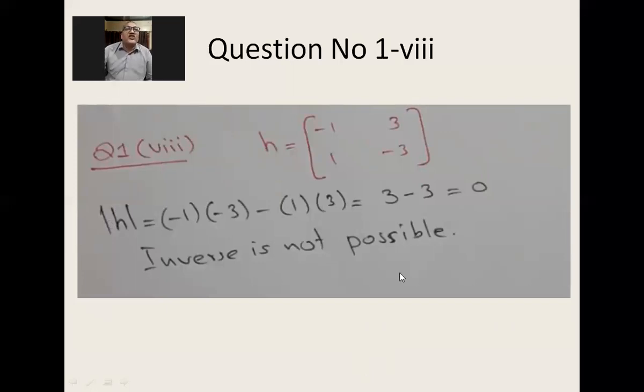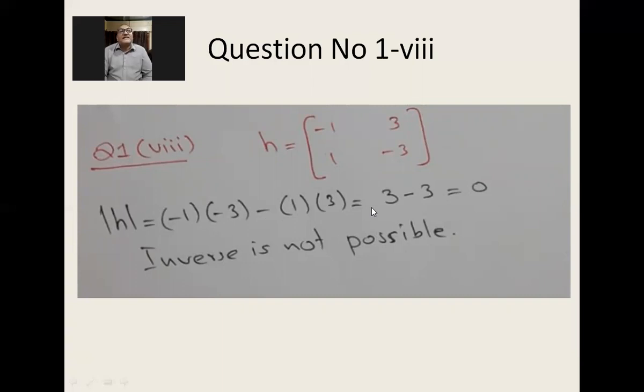Okay, so the question number 1 and this 8th part is showing up on your screen. H is [[-1, 3], [1, -3]]. So the determinant of H will be -1 into -3. I multiply these two with each other, then negative, then I multiply these two with each other. So I will have -1 into -3, that will be +3, minus 1 into 3, that's 3. So 3 minus 3, that's 0.